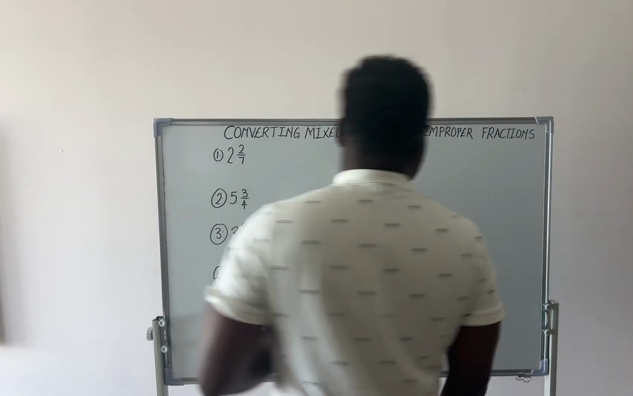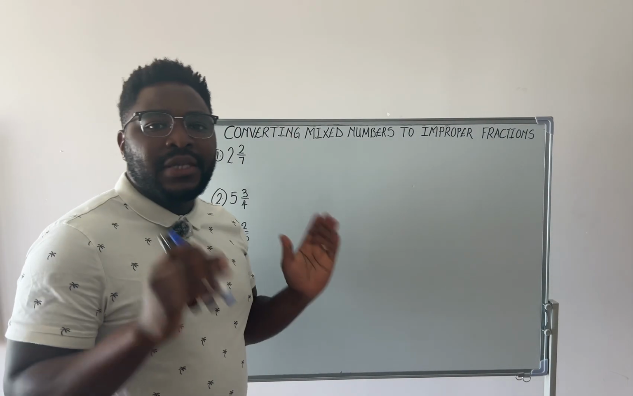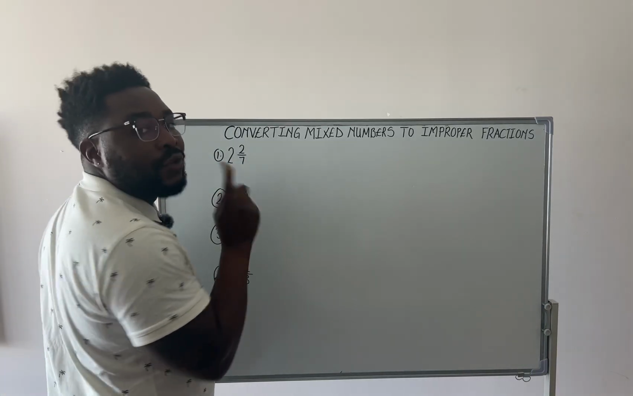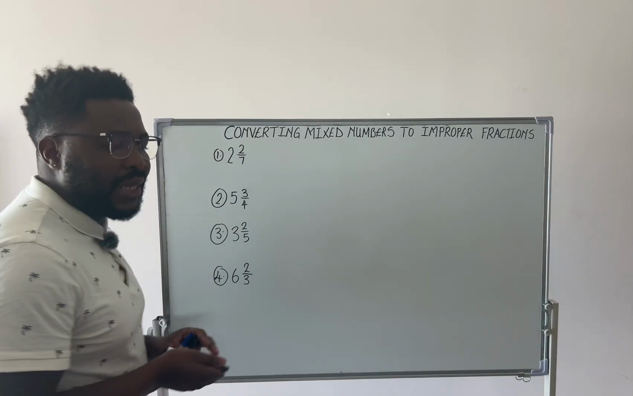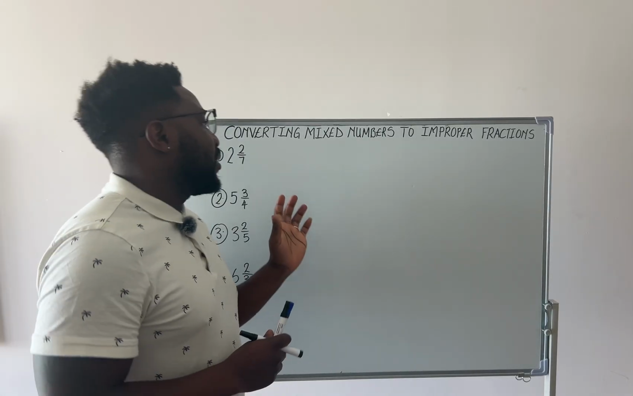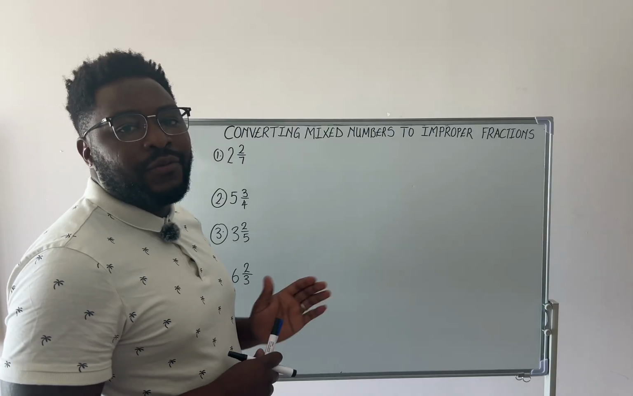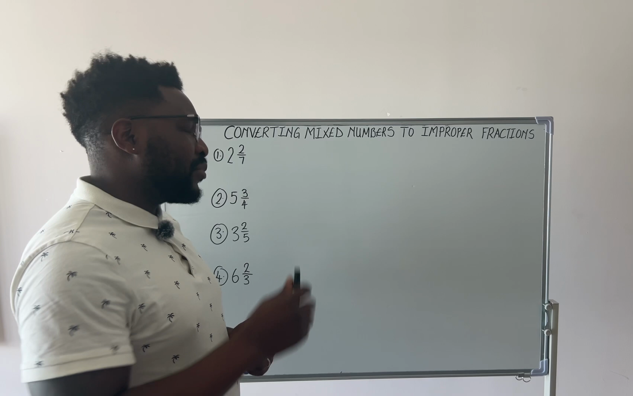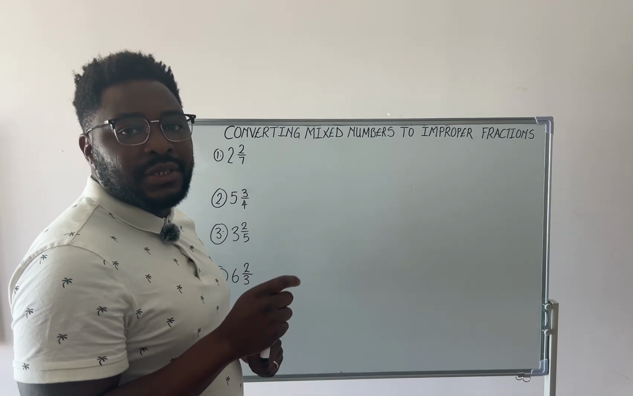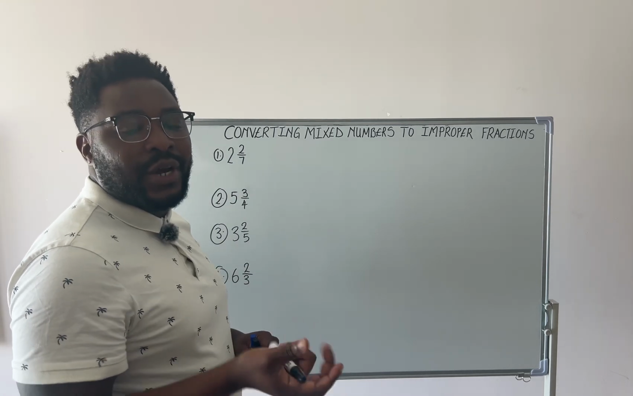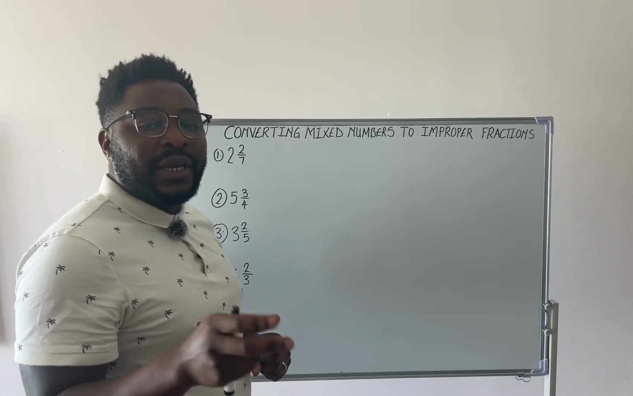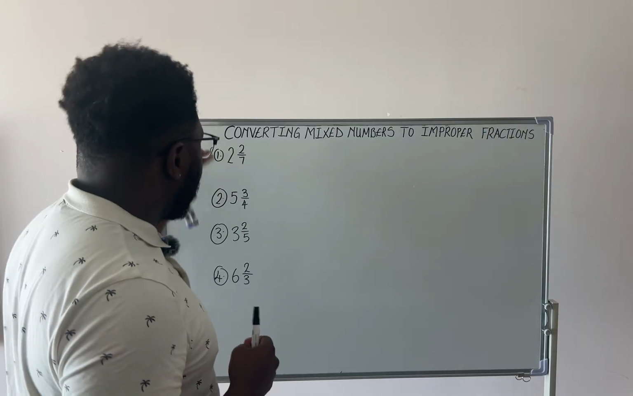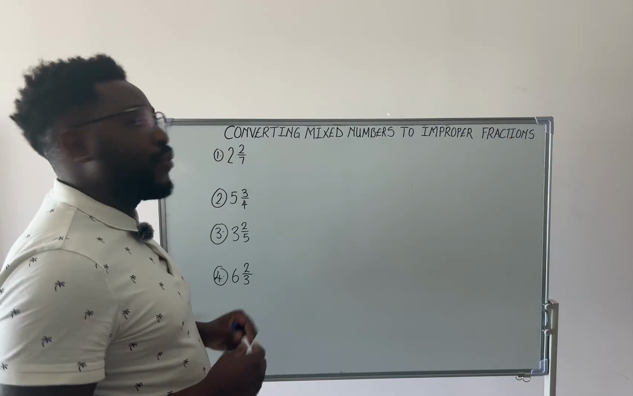In today's lesson we'll be looking at converting mixed numbers to improper fractions. Now, what is a mixed number? A mixed number is made up of a whole number and a proper fraction. So I'm sure we are asking ourselves, why do we have to convert mixed numbers to improper fractions? Well, the reason is that it makes operations of addition, subtraction, division, and multiplication easier. All right, so now let's dive into it and convert these mixed numbers into improper fractions.